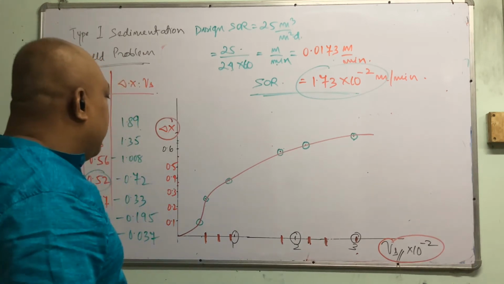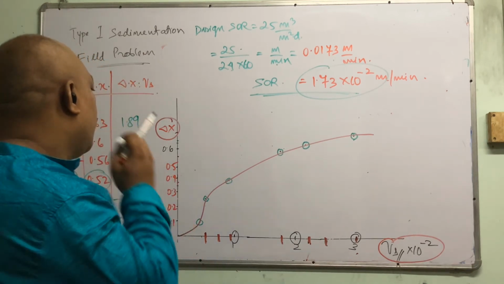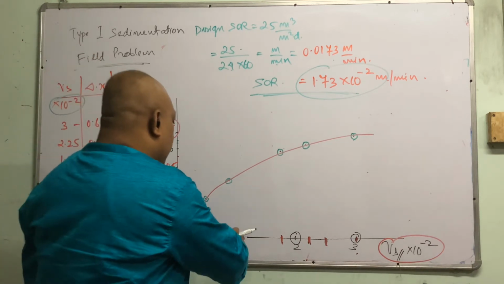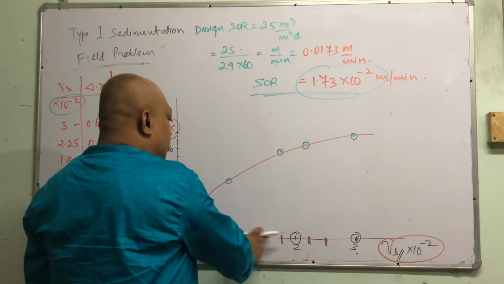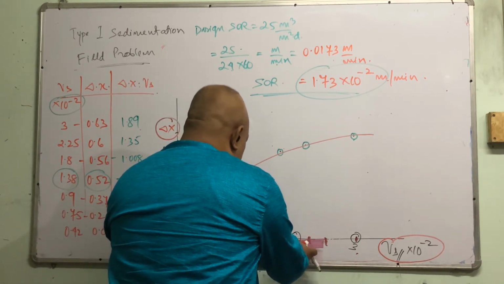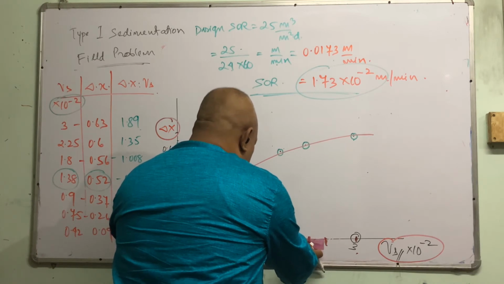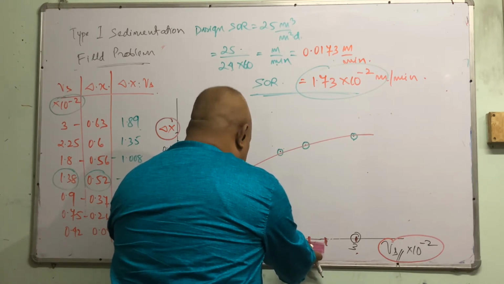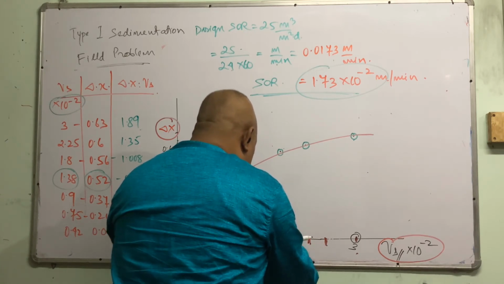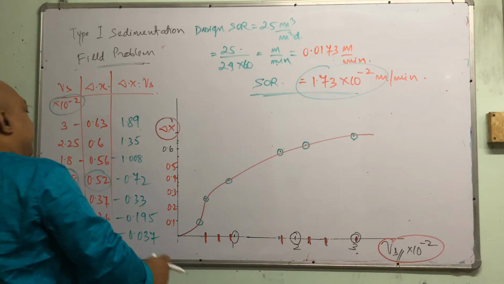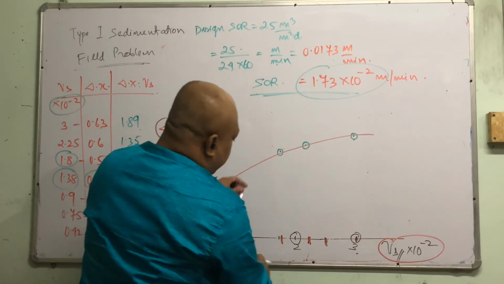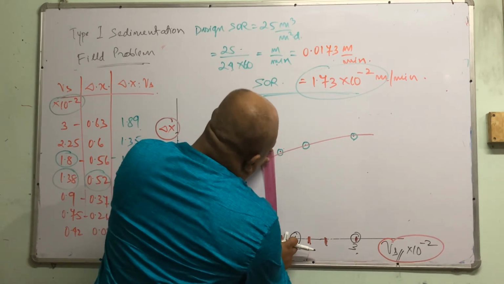Now where is our SOR of 1.73? This is 1, so 2. This has to be very accurate. 1 to 2. 1.73 is around here. This is 1.8, you can see over here 1.8. So 1.8 is this one, 1.73 is here. So I'm making a graph from here.